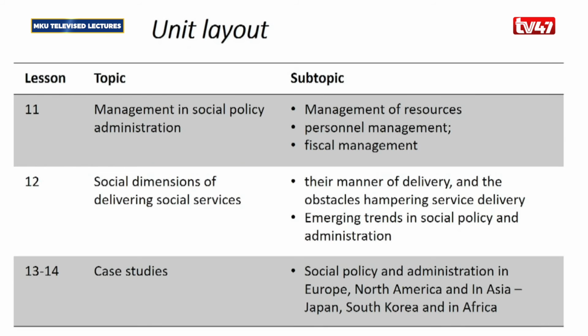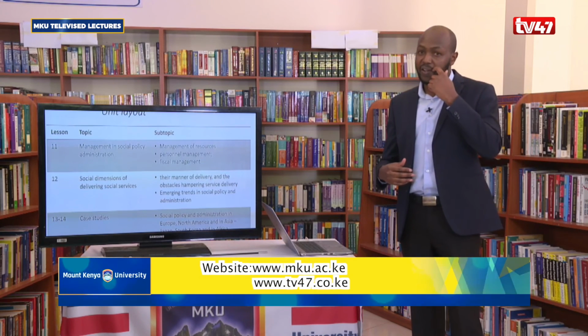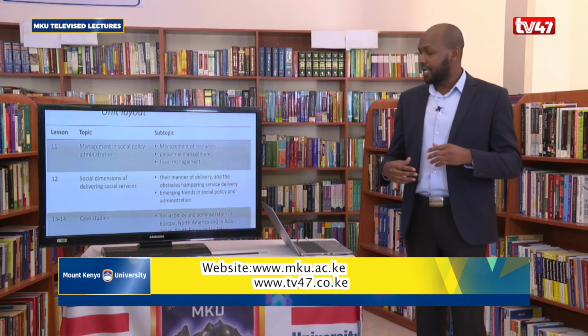Then, lastly, we'll be looking at the case studies of social policy and administration that exist within Europe. We will also be looking at North America, in this case maybe looking at Canada and USA. We will also be trying to look at the social policy and administration that exists within the Asian countries, mostly looking at Japan and South Korea, and also looking at what we have in our context in Africa, that is maybe in Kenya.